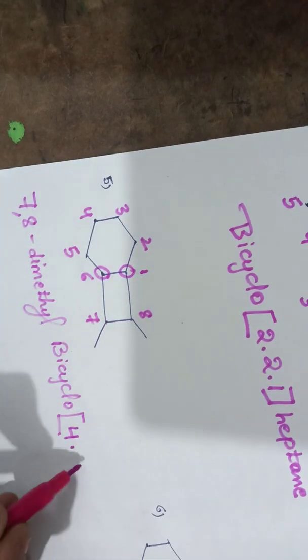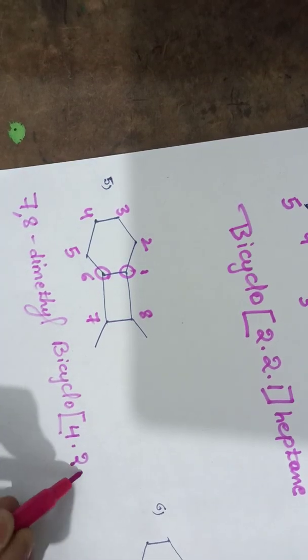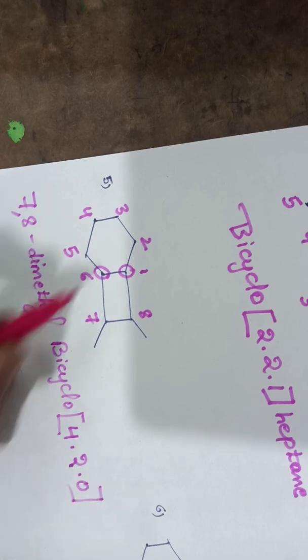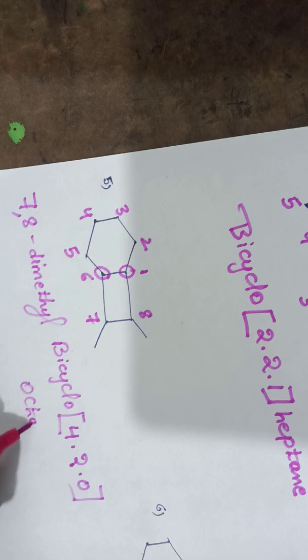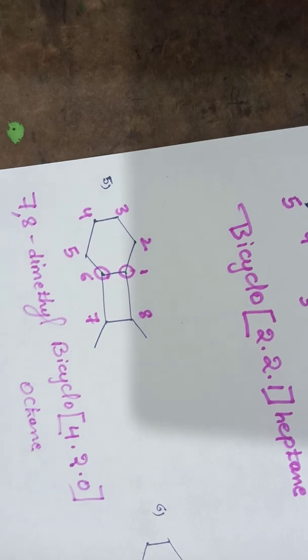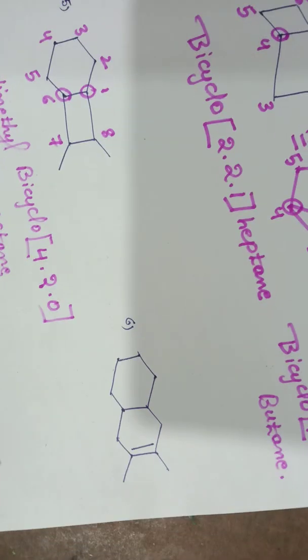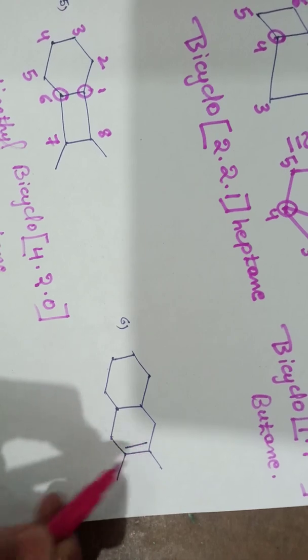Here we are having 2. 2. Is there any bridging carbon? No. So 0. Total number of carbon atoms is 8. So octane. Okay. Next, I have given some alkene position here.